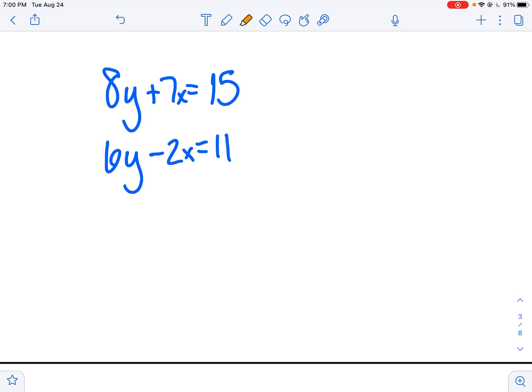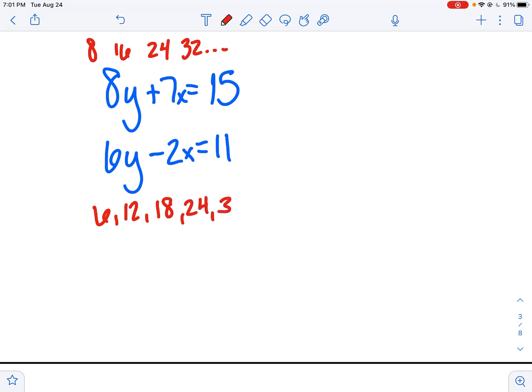Well, I need opposites. So I'm going to look for numbers, and I'm going to do just the y's for this one because it's the first one. I'm going to look for ways to get opposite coefficients. What multiples, in this case the least common multiple, can I make with 8 and 6? My multiples of 8 are 8, 16, 24, 32. And for 6, it is 6, 12, 18, 24, 30. And I can see that the one that they have in common is 24.